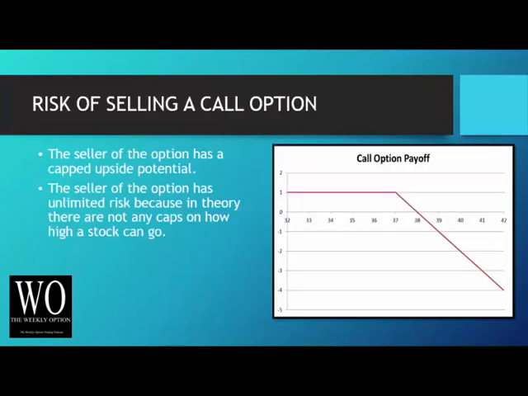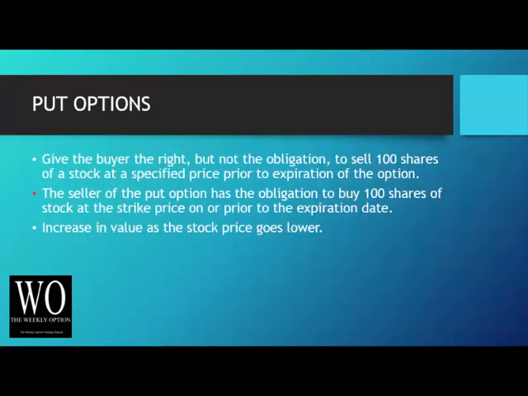And here are the risks of selling a call option. And you've got the payoff graph there as well. So the seller of the option has a capped upside potential. They'll only ever make the amount of money that they collect when they sold that option. However, the seller of the option has unlimited risk because, in theory, there are not any caps on how high a stock can go, and that seller will be responsible for the upside of that stock. So that's a quick one on calls. Let's jump into put options as well.